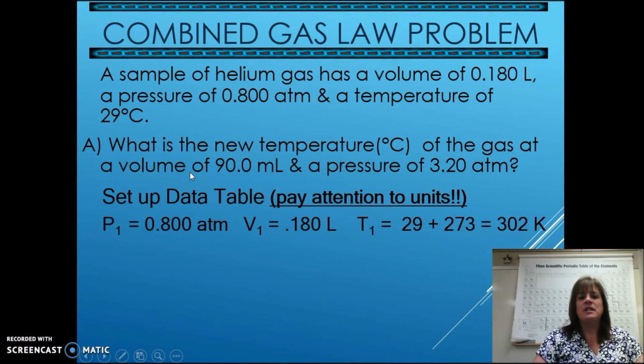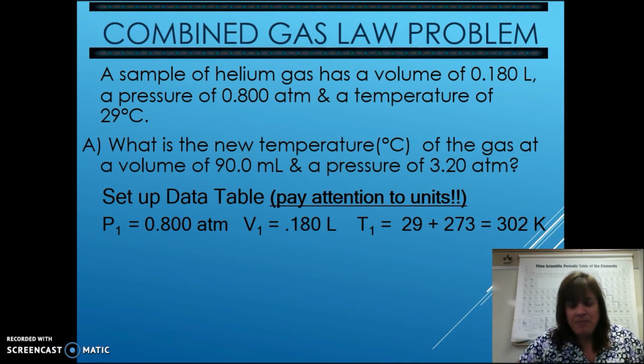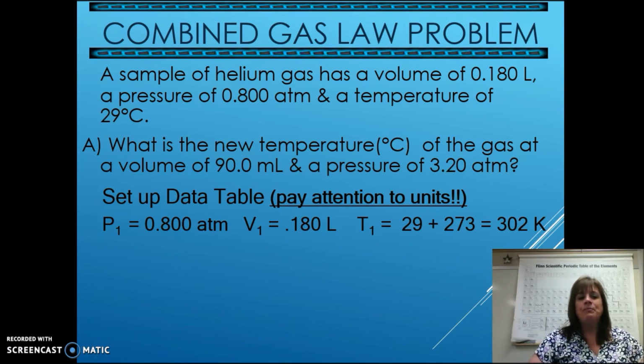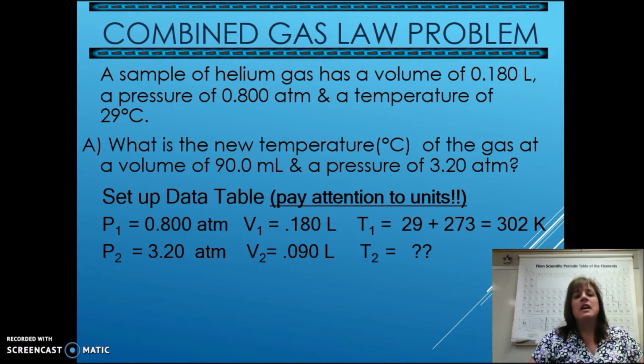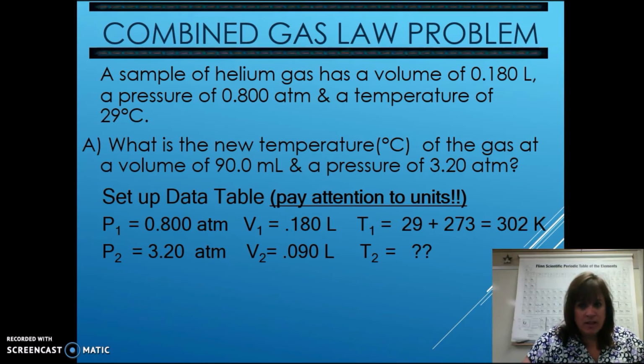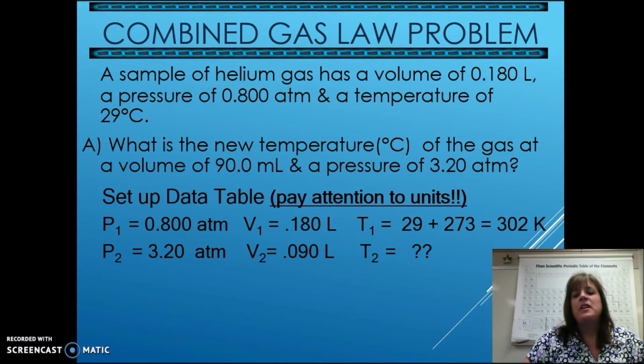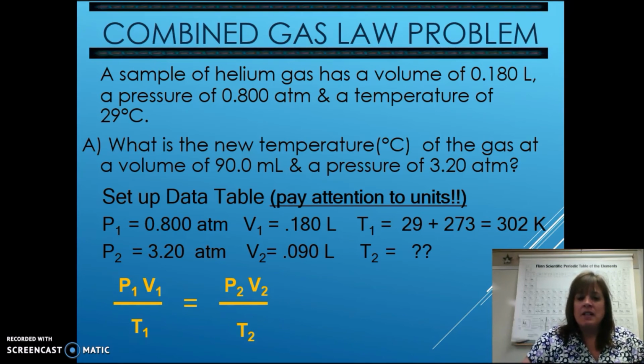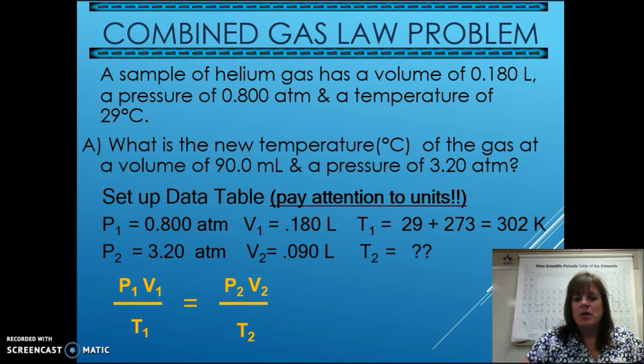All right, so here's what our data table should look like. Here's pressure 1, our 0.8 atmospheres, our volume 1 of 0.18 liters, and again, add 273, so our temperature is in Kelvin. Our second conditions, we're in atmospheres still, so that's cool, but we have to convert that milliliters to liters. We must work in the same units on both sides of the equation, and we're going to solve for temperature. So plug your variables into this combined gas law and see if you can do the right algebra. Pause the video, do some math, and let's see.